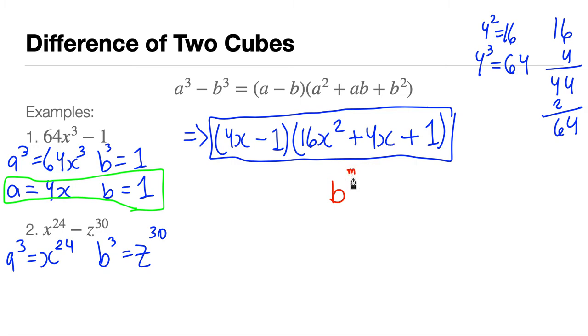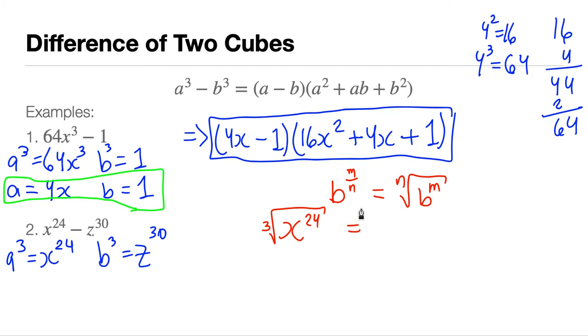Let's use m over n for this example. This is actually equal to the nth root of b raised to m. This is the rule that we're going to follow here. So if we're going to get the cube root of x raised to 24, it will look like x raised to 24, to the third, to the cube root.